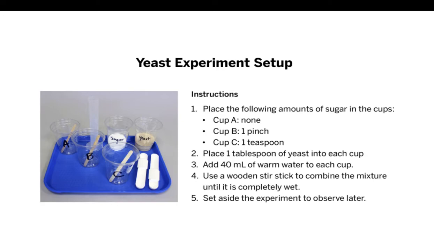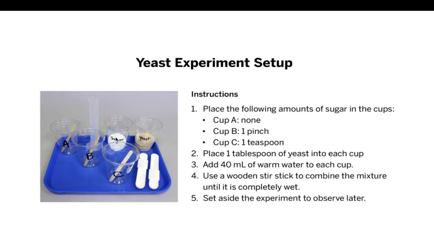This is a yeast experiment, and you're going to have 3 cups. You're going to label them A, B, and C. If you don't have plastic cups, you can use regular cups, or you can use bowls, or whatever you have handy that works. You're going to need something to stir very lightly. So I've got popsicle sticks in here, but you can use a spoon.